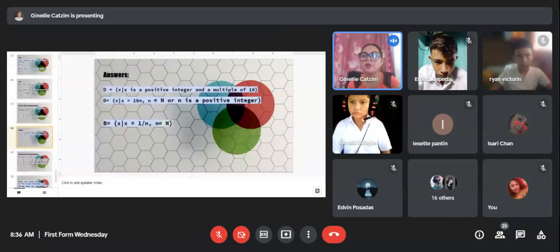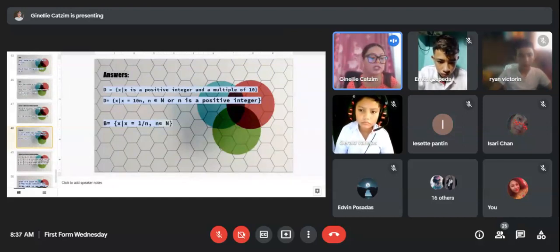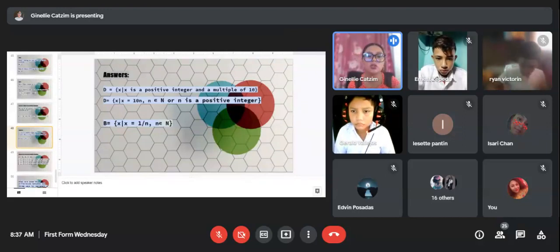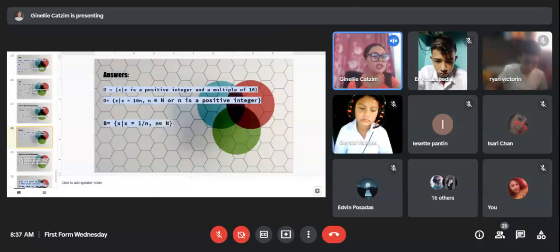x is a positive integer and a multiple of 10, or x where x is equal to 10n, n is an element of the natural numbers, or n is a positive integer. That is how your set should look. Don't worry, Alan, this will be found in your Google Classroom, right? And then we have the next one.